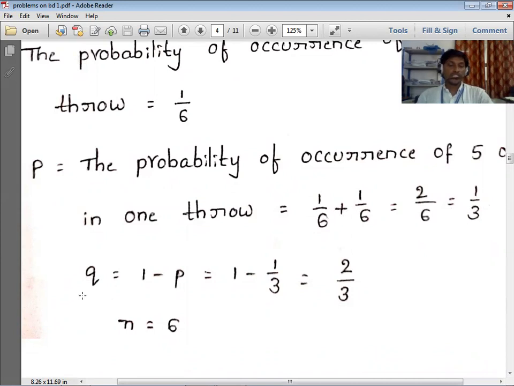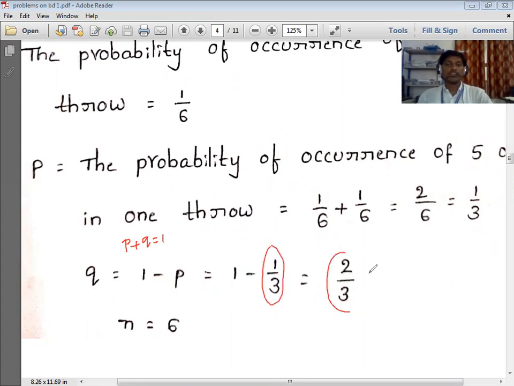Then q is equal to 1 minus p. Here p is equal to 1 by 3, and q is the same. From where are we getting this? Since p plus q is equal to 1, q is equal to 1 minus p. So in place of p we substituted 1 by 3, taking the LCM. Here 3 is the LCM, 3 minus 1 is 2, so 2 by 3.